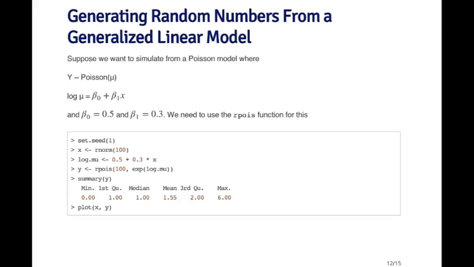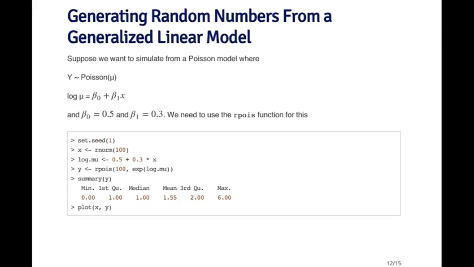So that's the log of our linear predictor, but in order to get the mean for our Poisson random variable, we need to exponentiate that. So we simulate 100 of these Poisson random variables using the rpois function, and we give it the exponential of our log mean. So when we summarize this, you'll see that the mean is about 1.5, and it ranges between 0 and 6.